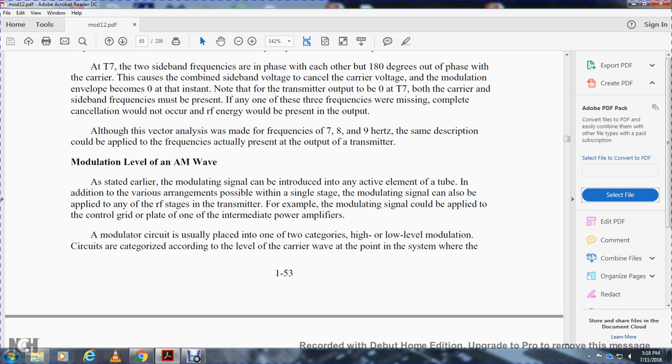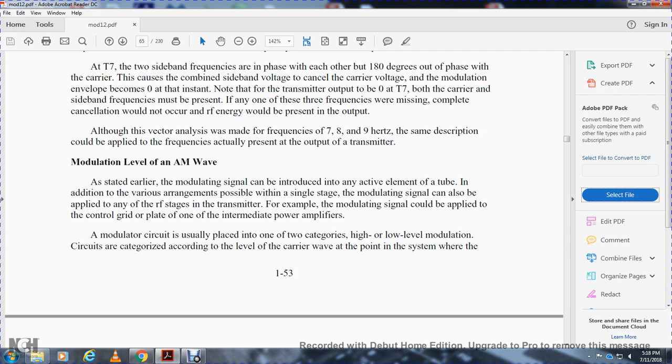Alright, the modulating level of the AM wave. As stated earlier, the modulating signal could be introduced into the active element of the tube at various positions. With the various arrangements possible in a single stage, the modulation signal can also be applied at any of the radio frequency stages of the transmitter. For example, the modulation signal can be applied to the control grid or plate of one of the intermediate power amplifiers. The modulator circuit is usually placed in one of two categories, high or low level.